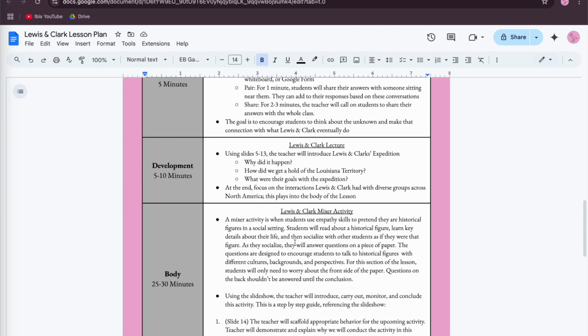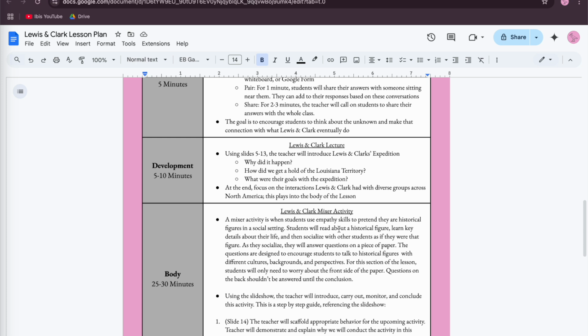Moving on, after you talk about all the lectures of Lewis and Clark, we'll move on to the main assignment, which is the mixer activity. Now, this mixer activity is not something that I created. I created the cards, I created the questions, but this idea of the mixer activity, the first time I saw it was with the Zinn Education Project of Howard Zinn, A People's History of the United States. Great website, great resource. You can use that.